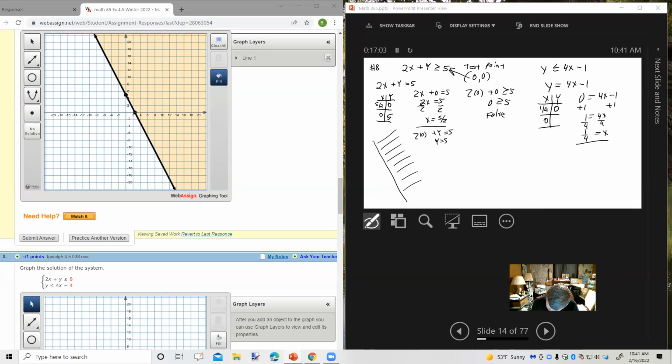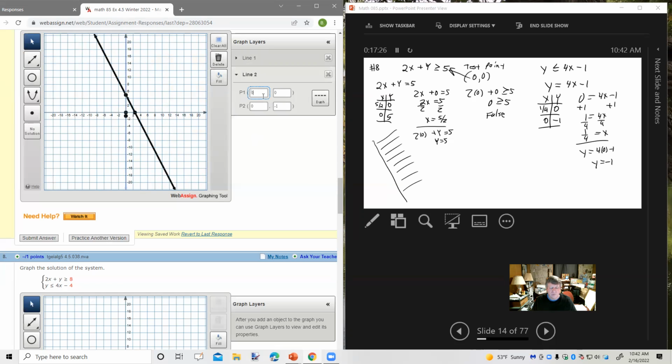If x is 0, we get y equals 4 times 0 minus 1, or y equals -1. So we start over, we get a line, and we've got 1/4 comma 0. That's going to be right about there. And then 0, -1 is going to be right about there. So let's see, I need 1/4 comma 0 and 0, -1.